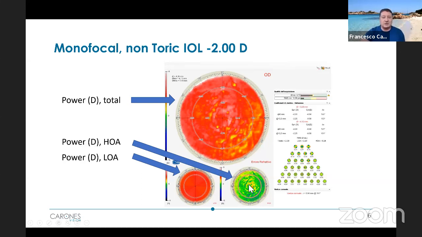And here is how the high order aberration map looks. There is a little bit of background noise, as you can see, but the map generally looks green, meaning plano. So in this case, we have an IOL that is myopic as an outcome, but with almost no high order aberrations.